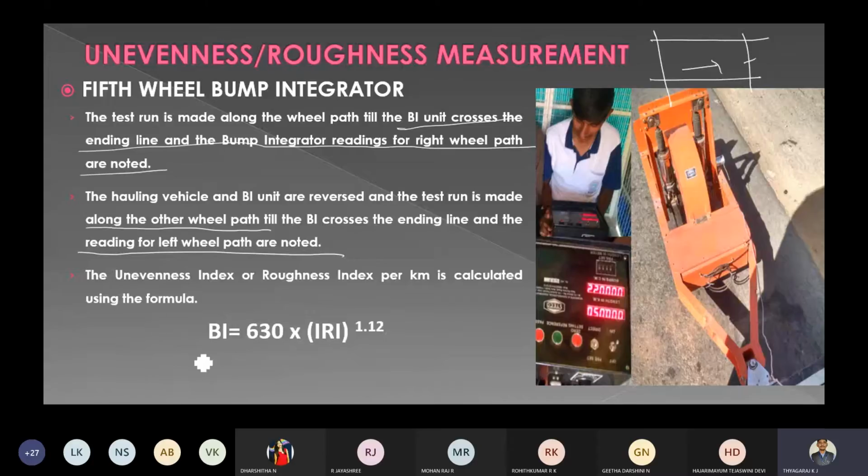Then the unevenness index or roughness index is calculated using this formula. So IRI is equal to, so BI count, which we will be getting from the fifth wheel bump integrator.